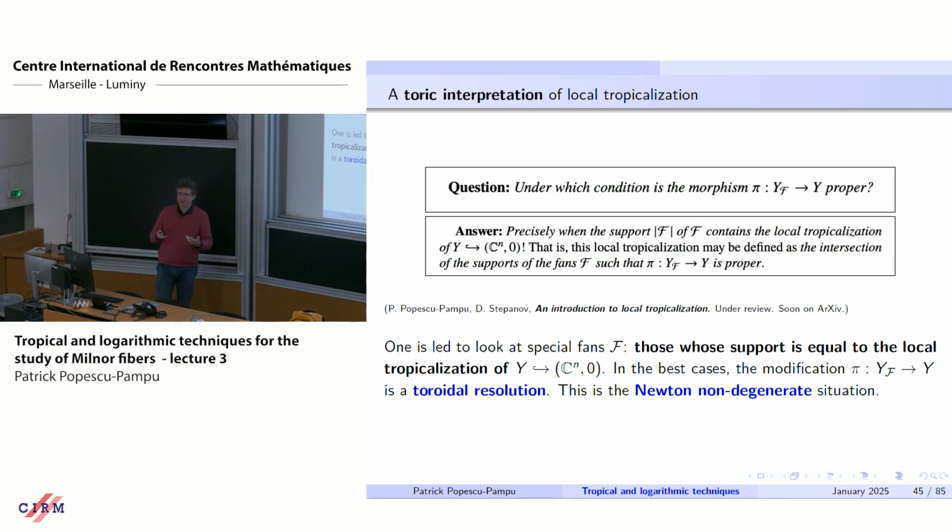That is not a modification, because that fan, its support is not the cone of Cn, but it has a property that it will be proper in restriction to the strict transform of Y. So if we are interested only in Y, it does exactly the job. So Y has the preferred families of fans with which to be modified. And what we hope is to be able to resolve in this way. And that is the nicest situation, which is called Newton non-degenerate.